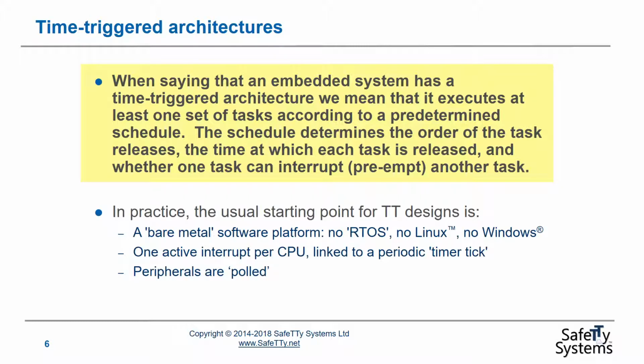So in practice, the usual starting point for a TT design is a bare metal software platform. There's no RTOS, no real-time operating system, no Linux, no Windows. That's what we mean by a bare metal platform. The starting point will be one active interrupt per CPU, usually linked to a periodic timer tick. And we're going to poll the peripherals on this design. So my goal in this presentation is to explain why this is a good starting point for many safety-related embedded systems.